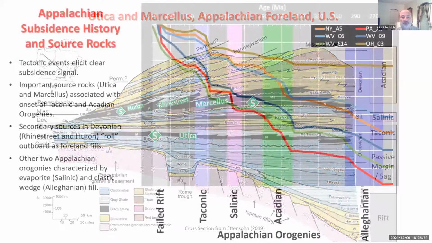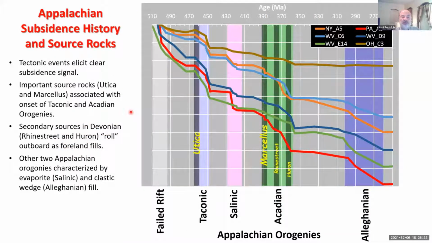That brings us to a common theme that you're going to see. It's not the way all source rocks are deposited, of course, but one motif is that these basin restricted source rocks often are deposited at the onset of the subsidence events associated with orogenies. So we have the Utica right here. It's right at the nick point for the Taconic orogeny. And then we see the Marcellus, the most important of these three so-called black shales, deposited right at the onset of the Acadian.